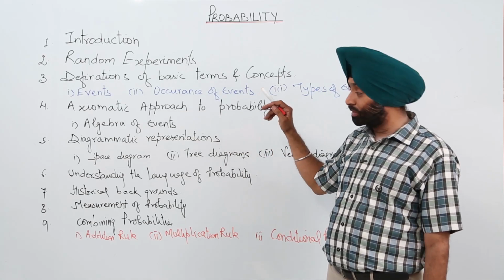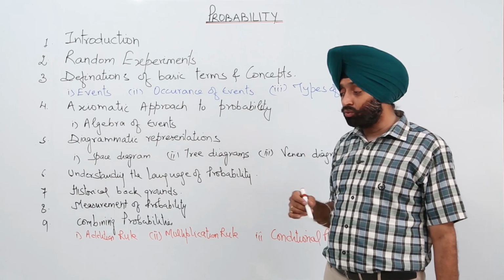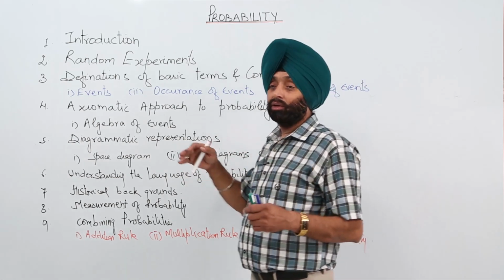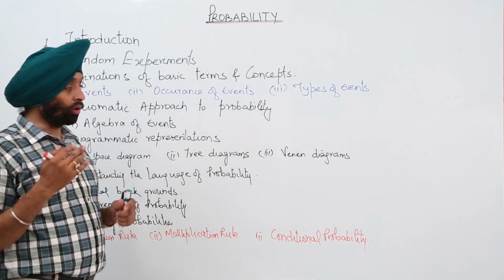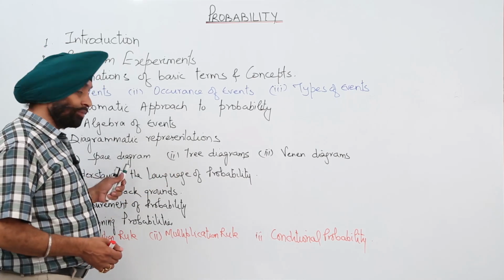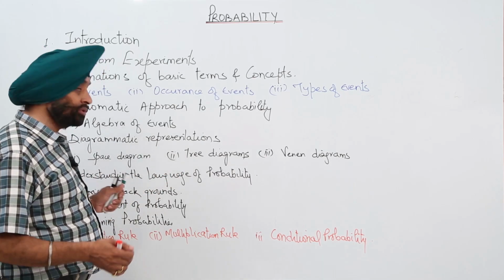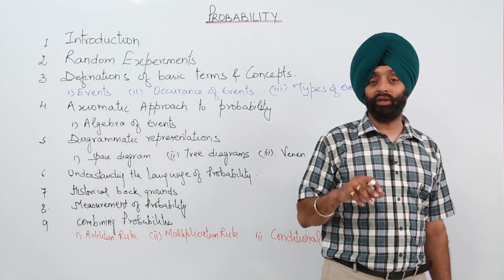In this topic, what are we going to cover? Algebra of events. In the algebra of events, we are going to use two major terms: AND and OR. Then diagrammatic representations. In the diagrammatic representations, we will be doing some sample space diagrams, then tree diagrams, then Venn diagrams.